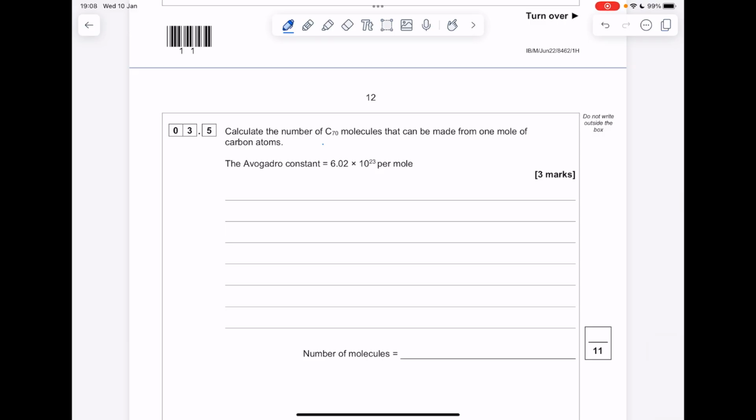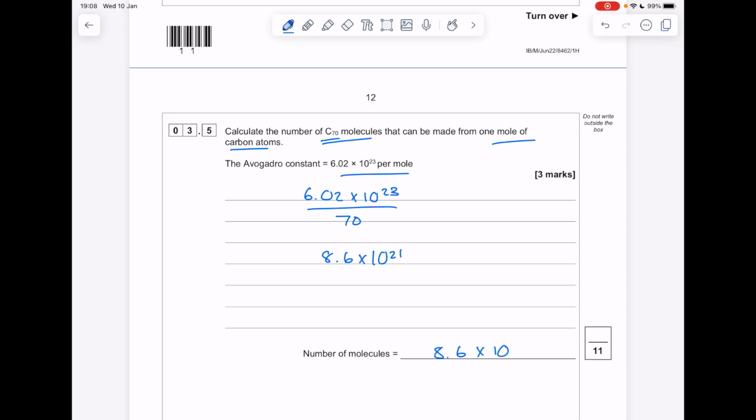Calculate the number of C70 molecules that can be made from 1 mole of carbon atoms. The Avogadro's constant is this. So we know we need 70 carbons per fullerene molecule, so we just do 6.02 times 10 to the 23 divided by 70 to get 8.6 times 10 to the 21. That's not really chemistry, that's just working out if you understand what the English is telling you.